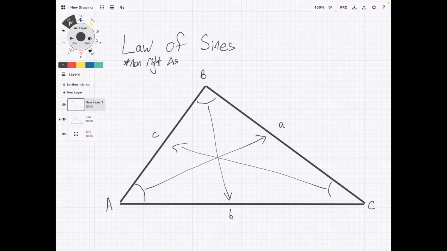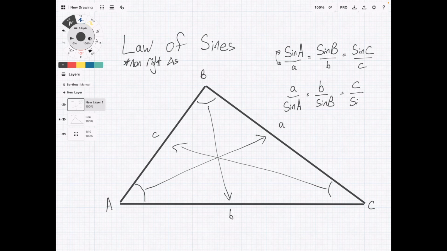Given these values, the law of sines states that the sine of angle A over little a equals the sine of angle B over little b equals the sine of angle C over little c. You can also write this as the reciprocal, so you can flip this so that a over sine of A equals b over sine of B equals c over sine of C.